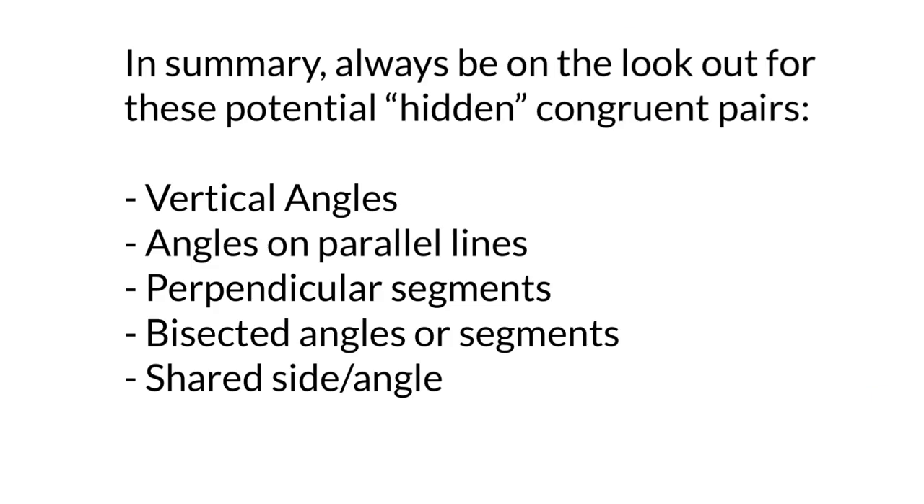Lastly, I just want to have a summary page for you guys to remember that these are the potential hidden congruent pairs that often pop up. We often have vertical angles that look like this. Vertical angles. We often have angles on parallel lines. So if I have parallel segments, I have congruent angles here and here, but I also have my AIA right there that are also congruent to each other, and AIA is really common in these.